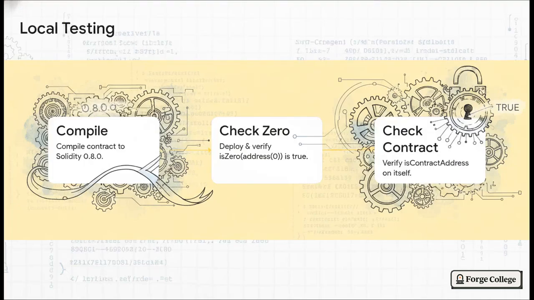I highly recommend you take a snippet like this and test the blueprint locally. Boot up an environment like Remix, compile it to version 0.8.0, and deploy it. Call a helper function to see if address 0 triggers a true Boolean. Then check the contract's own address to see if your code length check returns true. Let me tell you, it is incredibly satisfying to see these abstract identity gears locking perfectly into place and spitting out the exact Booleans we engineered.